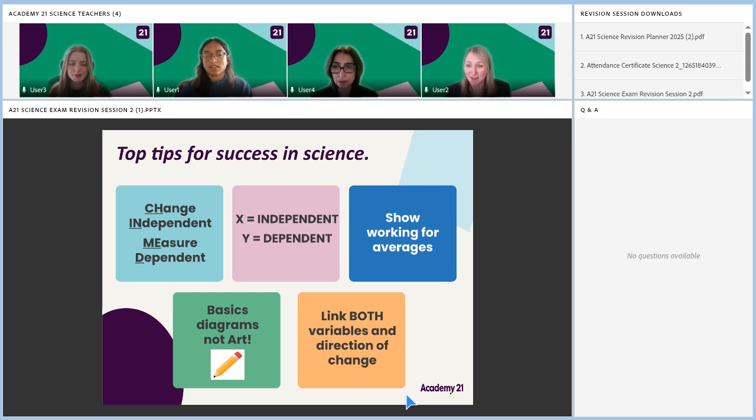Always show your working for everything, including averages, and basic diagrams like you saw with Jess in the first part. We're not artists in science. We just need to do a clear two-dimensional representation when we're drawing something. And please do link your variables to the direction of change. So if you say, as the temperature increases, the rate of reaction increases, that's showing the direction of change as well.